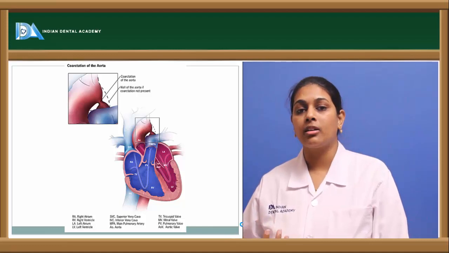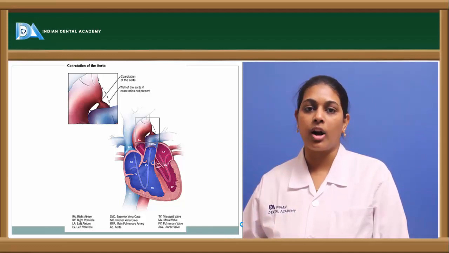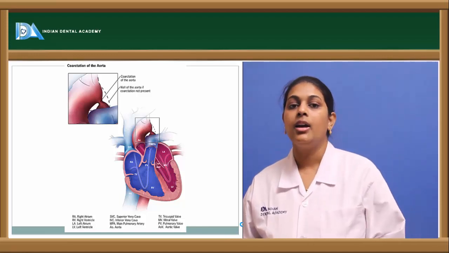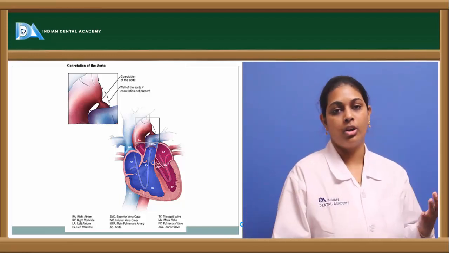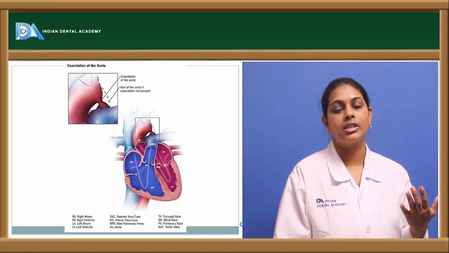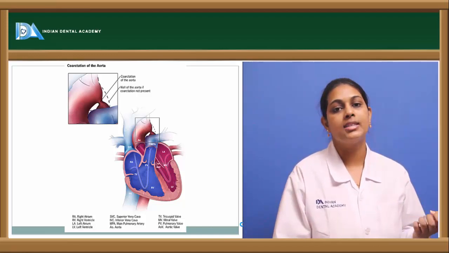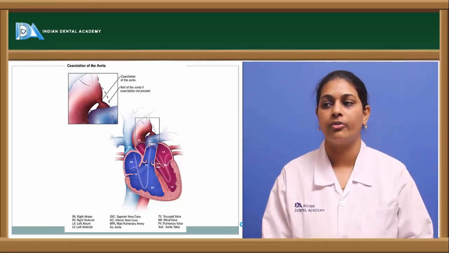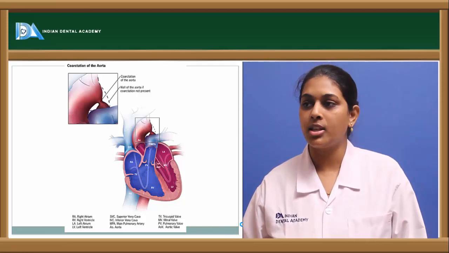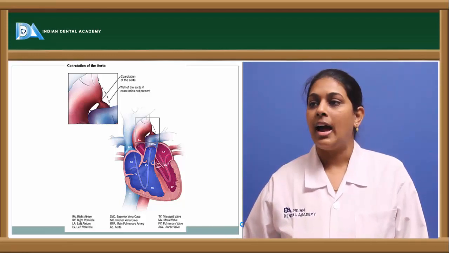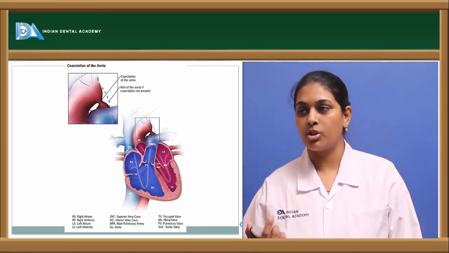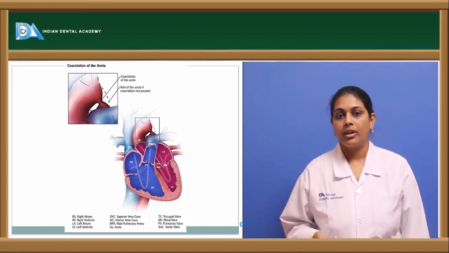Whereas in preductal or otherwise known as infantile coarctation of the aorta, we see that the upper part of the body starts showing cyanosis, whereas since the lower part is being supplied with normal blood, there is no cyanosis seen in the lower part of the body. So there is a picture showing the coarctation of the aorta, and it is in a higher magnification view in the text box.